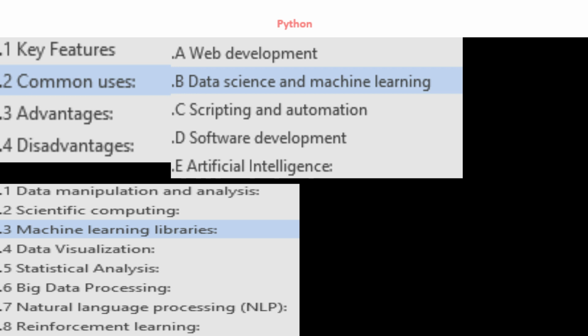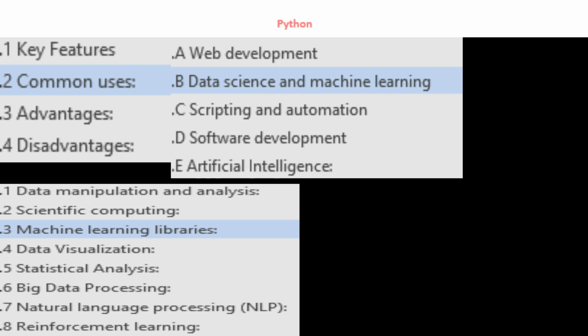Scikit-learn is a comprehensive library for machine learning, offering simple and efficient tools for data mining and data analysis. It supports various machine learning algorithms for classification, regression, clustering, and dimensionality reduction. Example: implementing a machine learning pipeline with scikit-learn to preprocess data, train a model, and evaluate its performance.